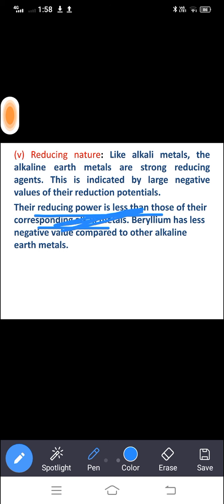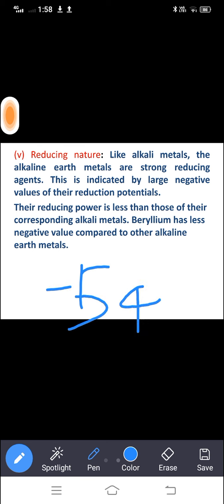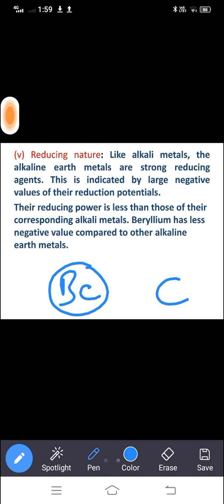And beryllium will have a less negative value. In the previous section we discussed that if it is a more negative value, the compound will be stable. If it is a less negative value, the compound will be less stable. Here also, why does beryllium have a less negative value? The size of beryllium is very small. Suppose chlorine tries to form a bond, what will happen? The chlorine size is very big and the atomic size of beryllium is very small, so it will not lose the electron that easily. If it loses the electron, then only it will form an ion and react with chlorine. Due to that, it will have a less negative value.